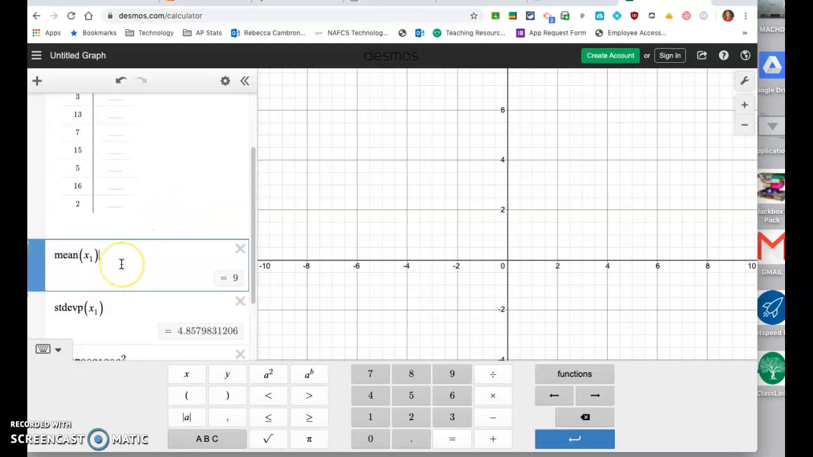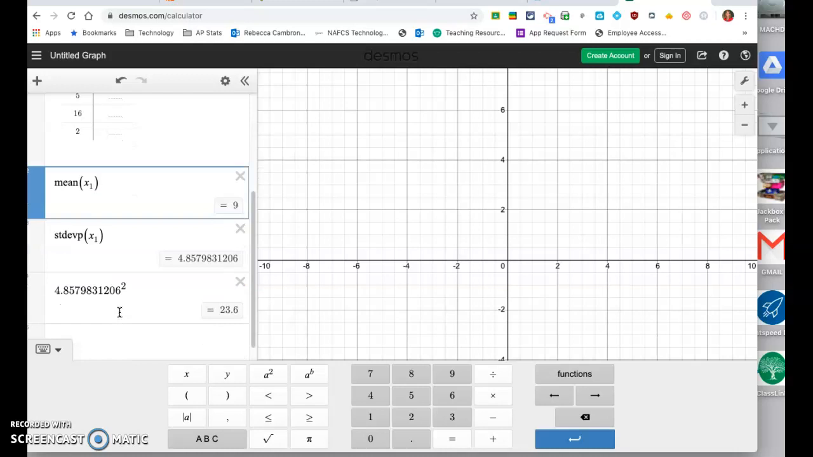So mean, find as I showed you. For standard deviation, use standard deviation P for population unless the problem specifies sample, then use the other one. And then once you get the standard deviation, square it to find the variance.